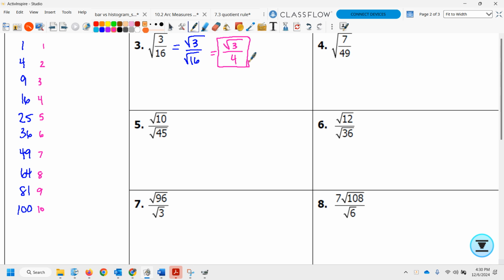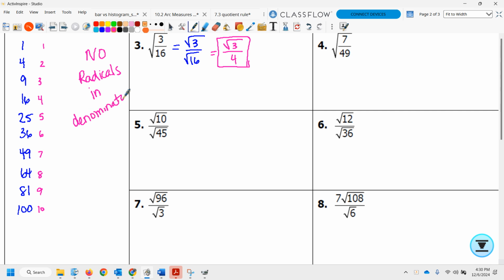If you try to simplify number 4 with the fraction thing that I was talking about, you would get 1 over 7. 7 is not one of my perfect squares. And here's another thing. You cannot have a radical in the denominator. No radicals in the denominator.